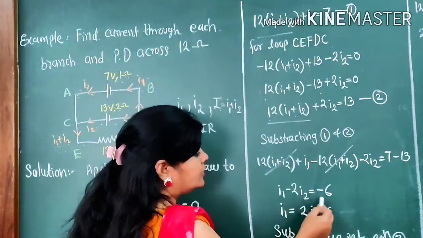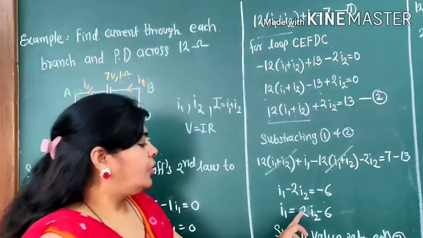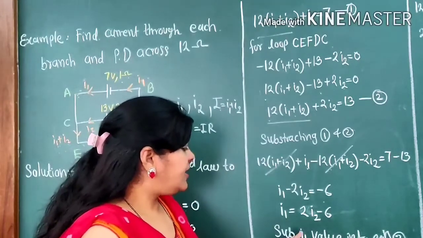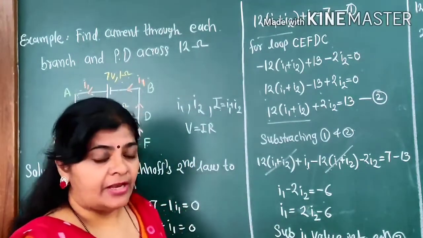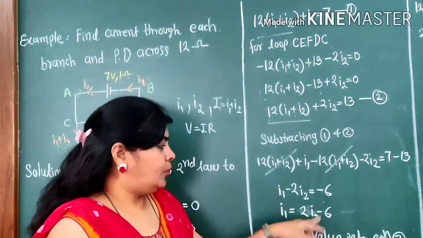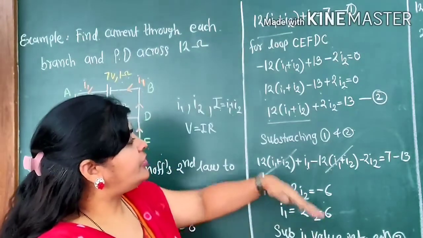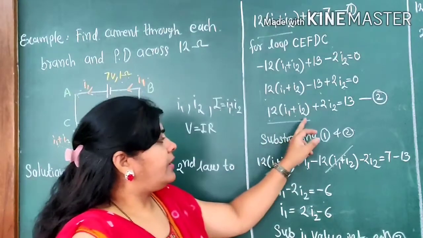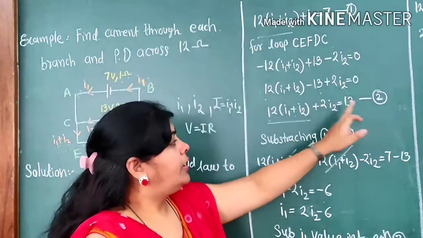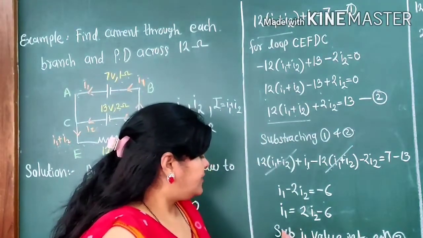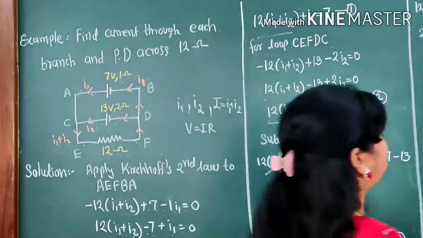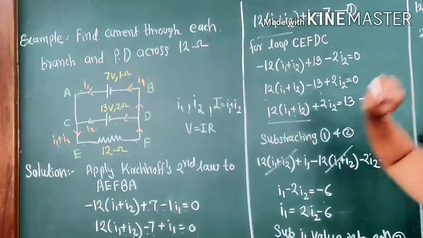I1 is equal to, this comes to the opposite side, 2 I2 minus 6. Now we are substituting the I1 value. This is the I1 value in terms of I2. This I1 value can be substituted in any of the previous two equations. Now I am substituting this value into equation number 2, and I will get the next equation.